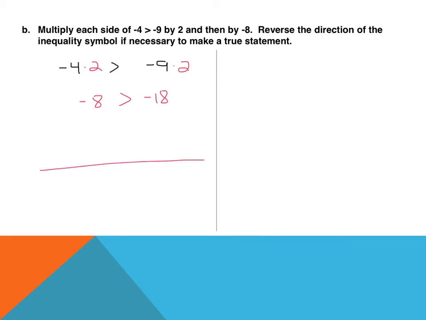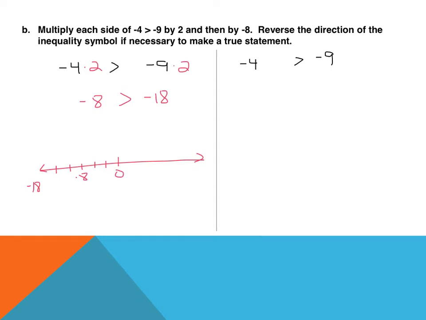Okay, so you can look at a number line to verify. Remember, the further you go on the negatives, the smaller the numbers are. So negative 4 would be closer to 0, negative 9 would be further away, and then negative 8, say, is over here, negative 18 would be way down there. Alright, so now we'll multiply by negative 8, so negative 4 greater than negative 9.